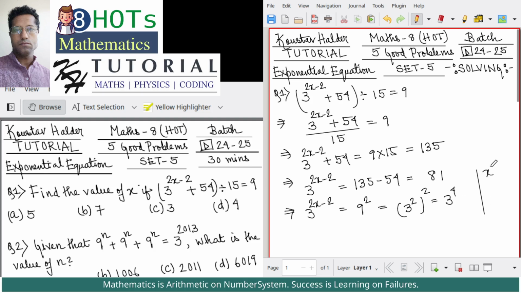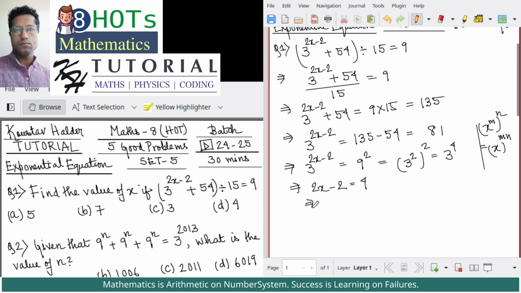Applying the formula x to the power m, this whole again raised to the power n is equal to x raised to the power m into n. So now we see both the LHS and RHS are in the exponential form where the base is the same, 3. So we can equate the powers, and we have 2x minus 2 is equal to 4.